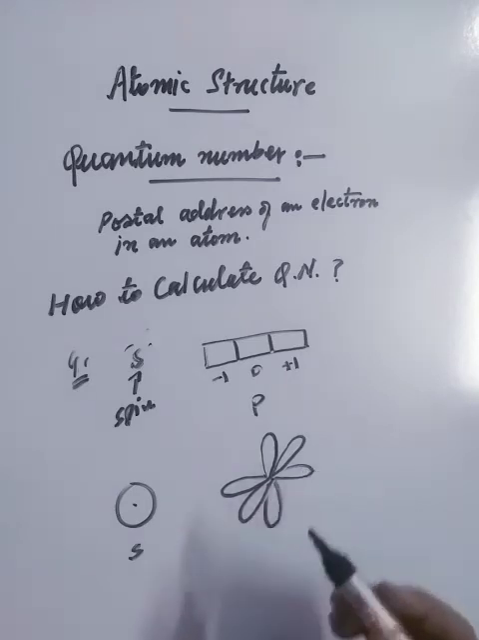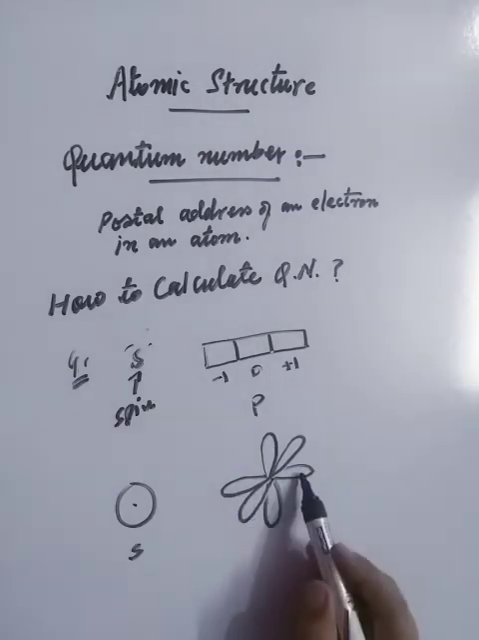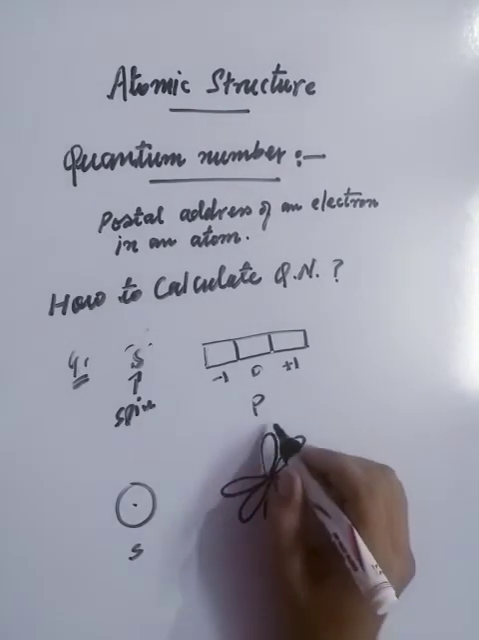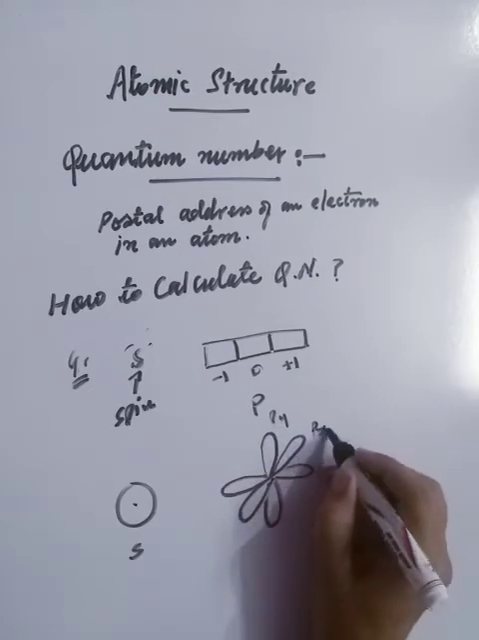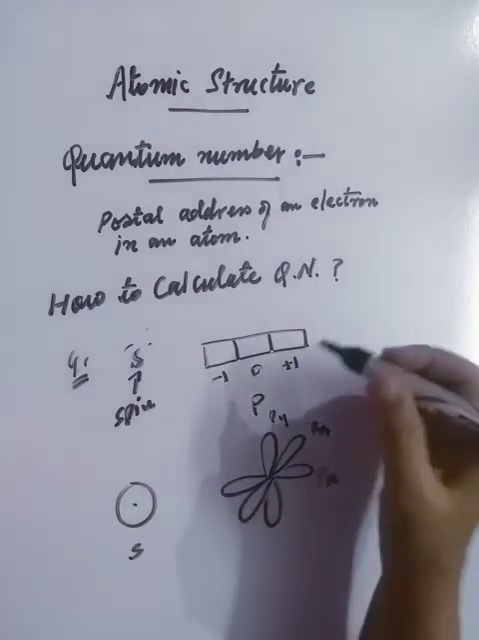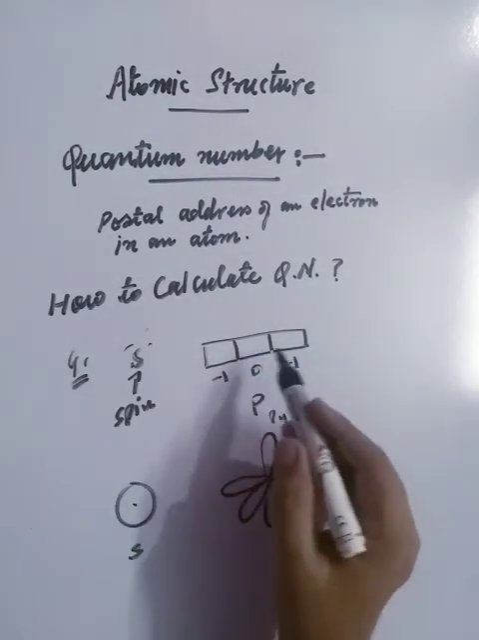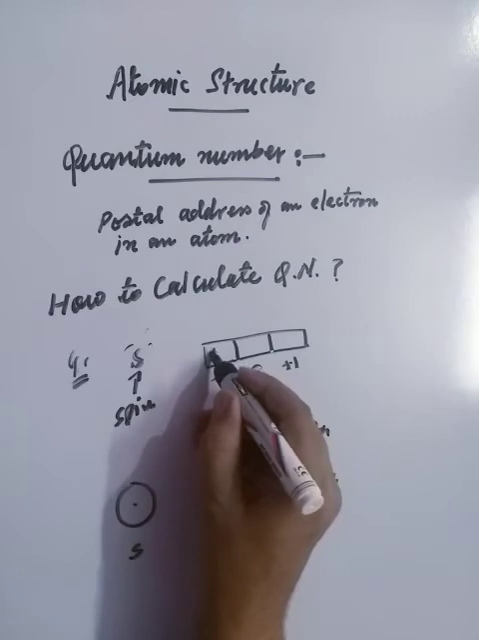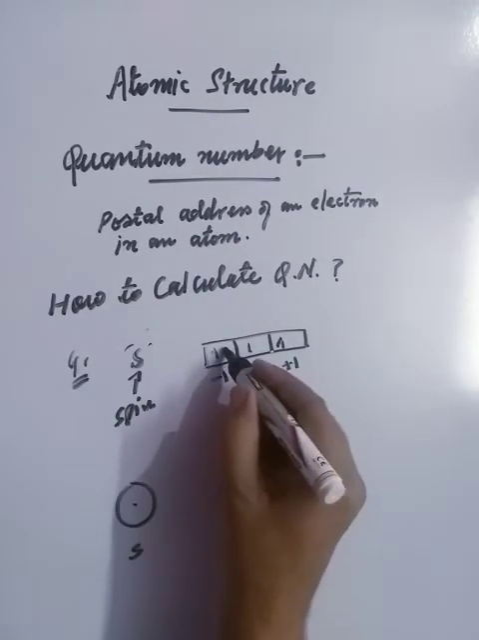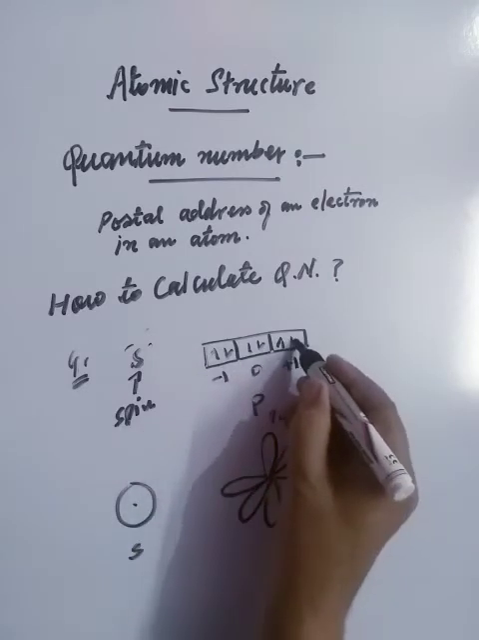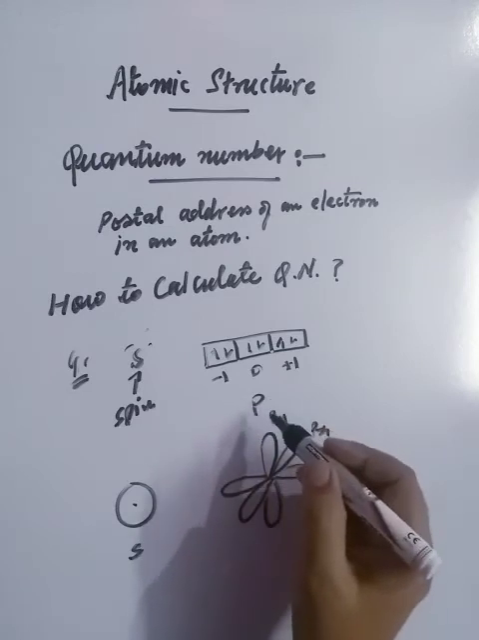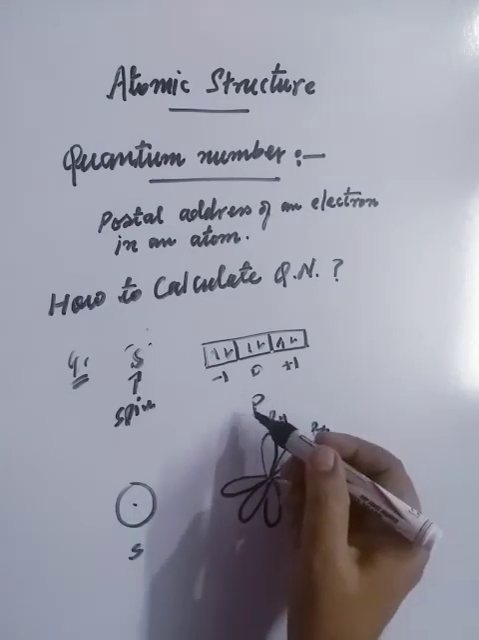So there are 3 p orbitals: px, py and pz. So this is px, this is py and this is pz, right? According to Hund's rule, electrons will be filled in clockwise manner first, then anti-clockwise. So we write the electrons clockwise, clockwise, clockwise, anti-clockwise, anti-clockwise, anti-clockwise. So the maximum number of electrons we can fill in the p subshell is 6, because p has 3 orbitals.